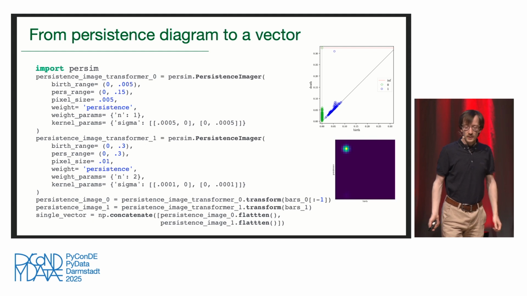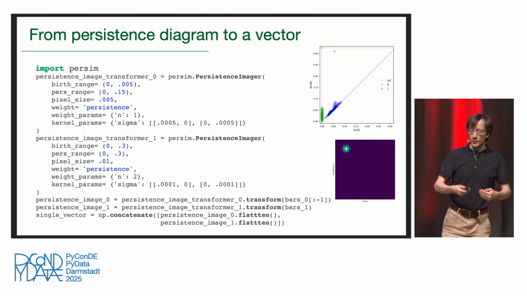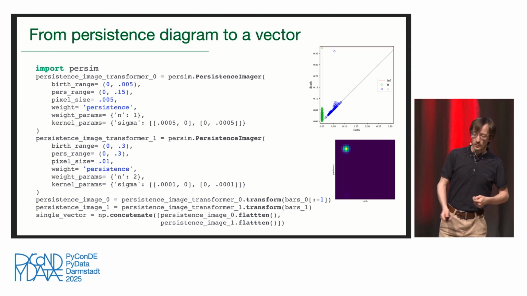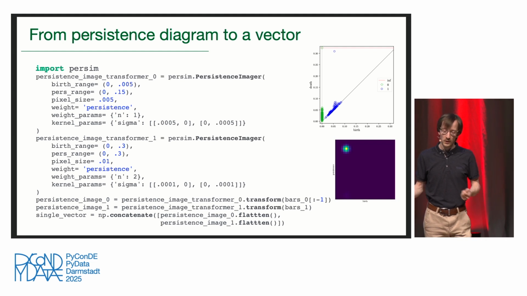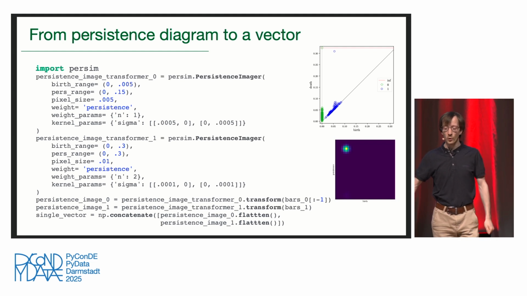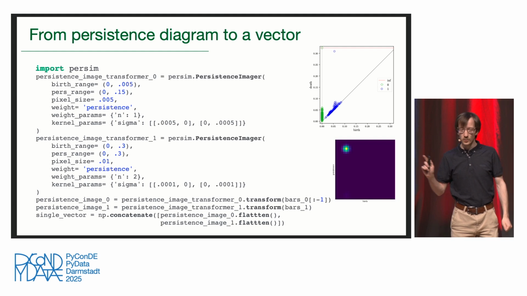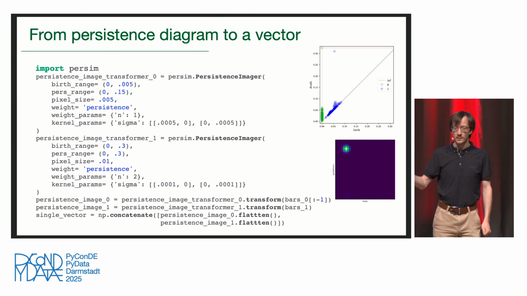Once we set up these transformers, then we can apply them. So for the dimension 0, I use the persistent image transformer 0. I say transform, load it, put it onto the bars. There's one detail. You see that I'm not using the last bar.